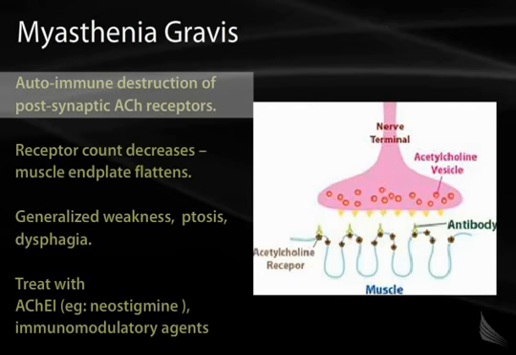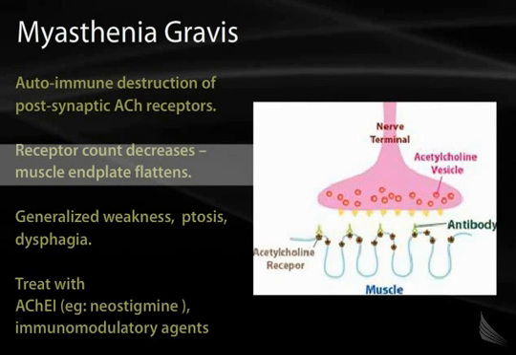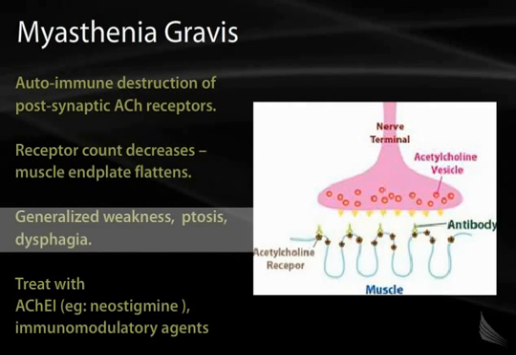Myasthenia gravis is an autoimmune destruction of postsynaptic cholinergic receptors. During this disease, the receptor count will decrease on the postsynaptic cell, and the muscle end plate, which normally has a rugated appearance, will flatten. The clinical manifestations of this are weakness, ptosis, dysphagia, and very characteristically, these patients complain of fatigable weakness.